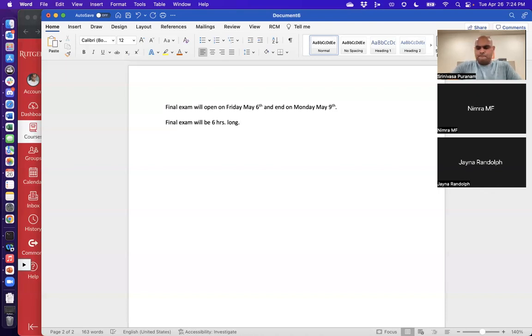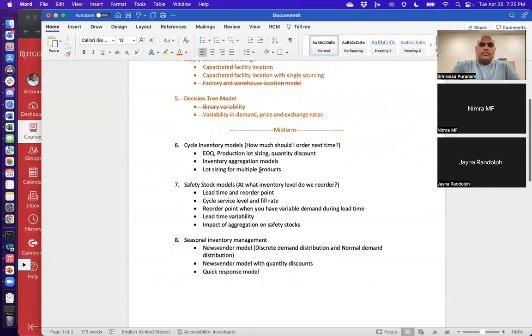Okay. Now, what's going to be on the final exam exactly? There'll be one question on capacitated facility location. There'll be one question on cycle inventory models. There'll be one question on product aggregation, on multiple products, what do we call it? Lot sizing for multiple products.